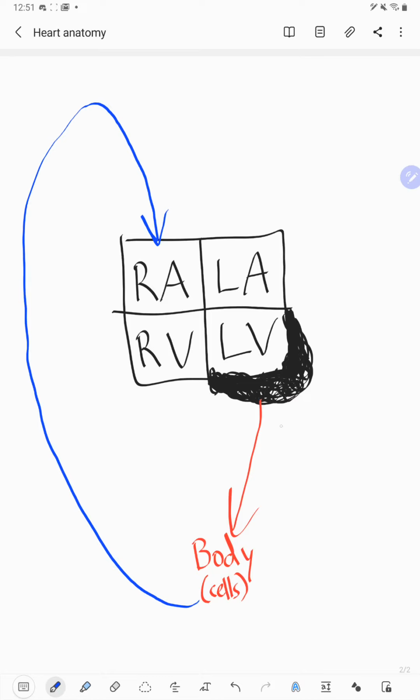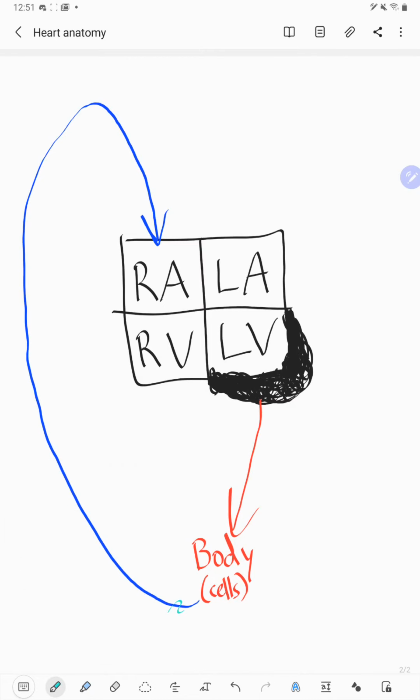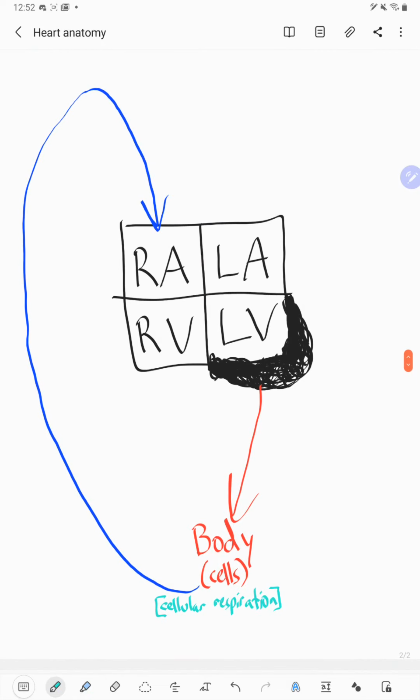So the cells in the body use the oxygenated blood. There's going to be some cellular respiration here. And once the cellular respiration occurs, it uses the oxygen. It replaces those red blood cells, are now going to have carbon dioxide. Let's kind of draw that actually too.